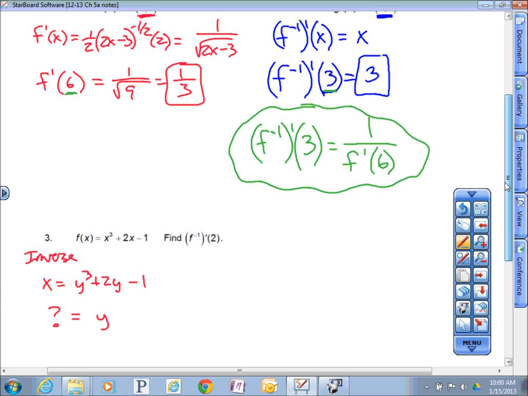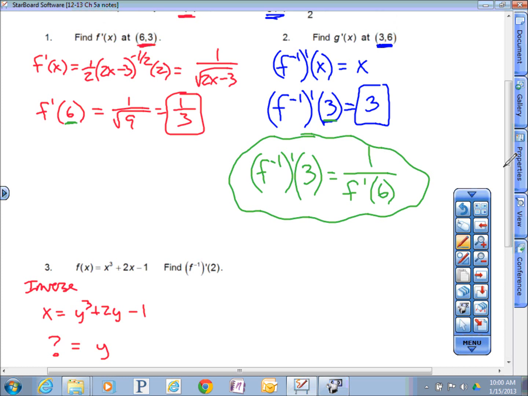So let's think about what we have. Let's compare the information that we're given in problem number 3 to what we were given in number 1 and number 2. F inverse prime of 2. So this 2 functions a lot like this 3 did. That 3 was an x value for f inverse. So the point 2, I don't know what, is on the inverse function.